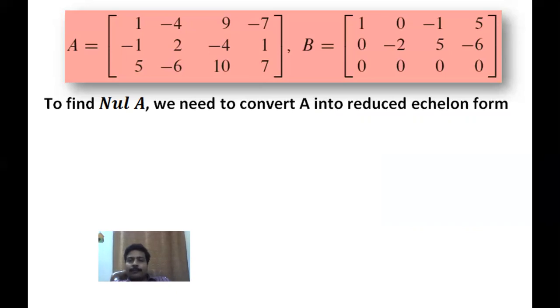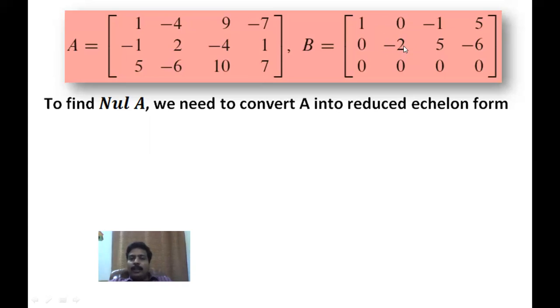Here you can observe that in B, all the entries below 1 are zeros. Of course, it's a property of echelon form, and the leading entry is 1. So no need to do anything for the first column. In the second column, the leading entry must be 1. Here it is minus 2, so I can divide the second row by minus 2, so that it will become 1.